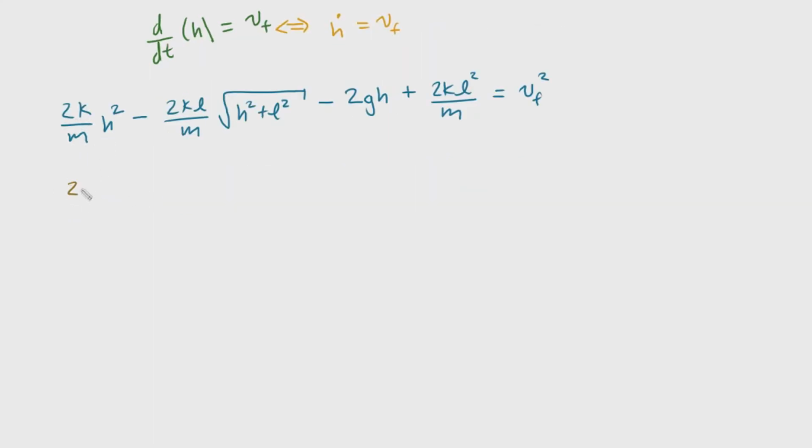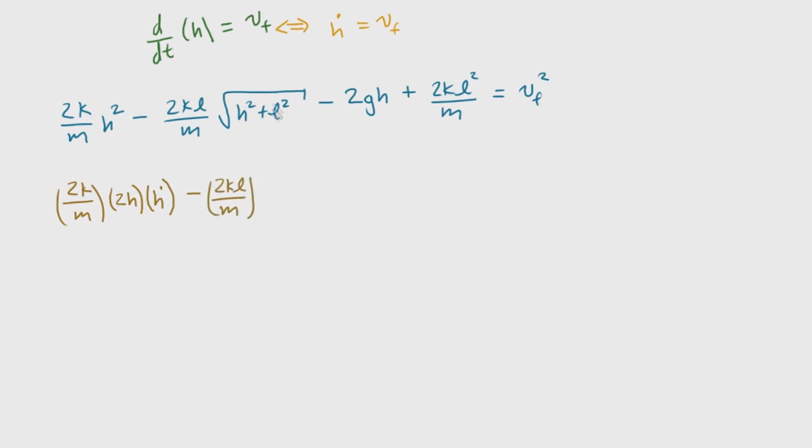So this is going to be 2k over m. That's just a constant, and then we're going to take the time derivative of h squared, so we're going to use the chain rule, so that's going to be 2h times h dot. Now we're going to take the derivative of this guy, so this is going to be 2kl over m, and that's just a constant.